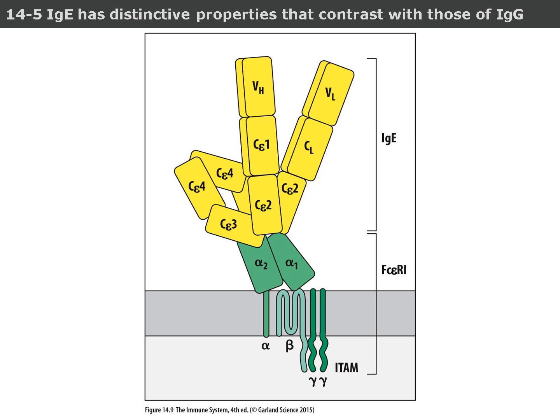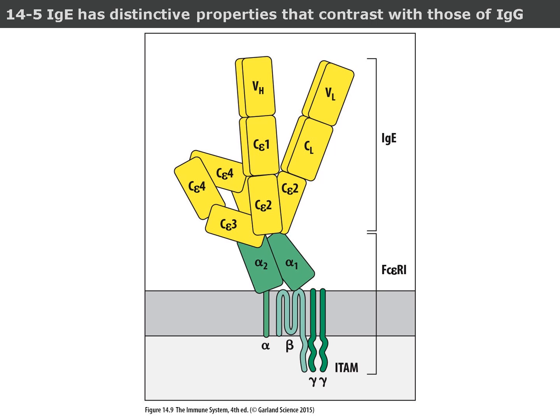Each heavy chain includes 4 constant regions, labeled constant epsilon-1, constant epsilon-2, constant epsilon-3, and constant epsilon-4. These constant regions give immunoglobulin E its extended and rigid structure. The immunoglobulin E antibody binds to the high-affinity receptor for immunoglobulin E, which is found on mast cells and basophils.